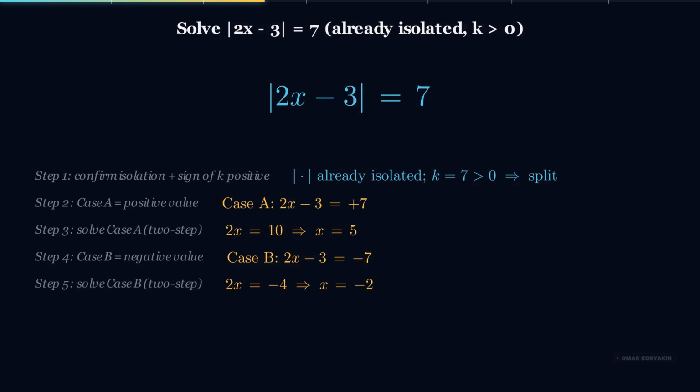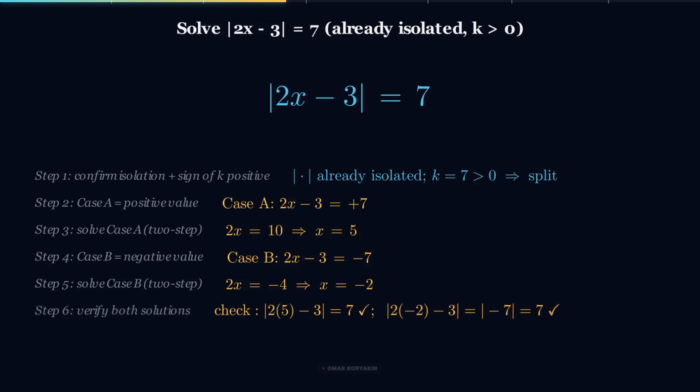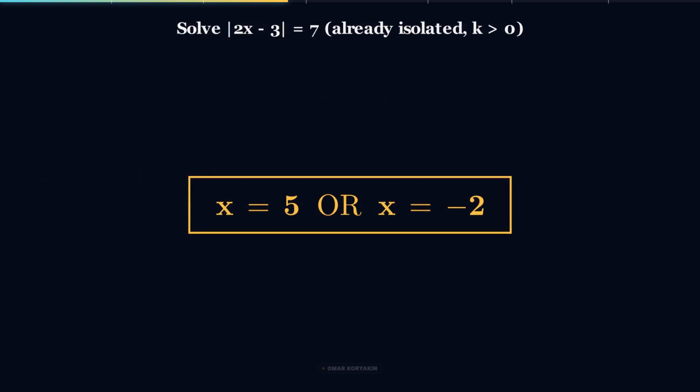Step 5. Verify both solutions by substituting back into the original equation. For x equals 5, absolute value of 2 times 5 minus 3 equals absolute value of 10 minus 3 equals absolute value of 7 equals 7. For x equals negative 2, absolute value of 2 times negative 2 minus 3 equals absolute value of negative 4 minus 3 equals absolute value of negative 7 equals 7. Both substitutions produce 7 on the left side, matching the 7 on the right side, so both solutions are verified. So the solutions are x equals 5 or x equals negative 2.